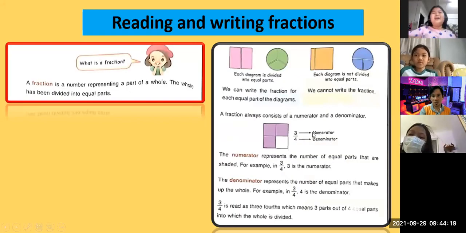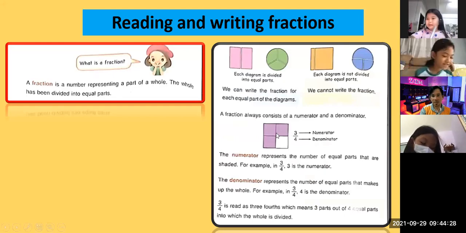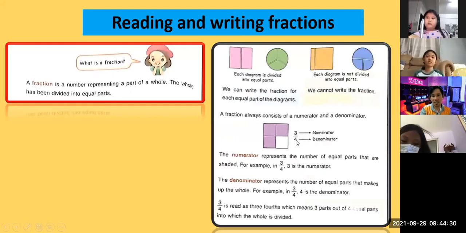Here, this is called the numerator, okay? The number 3 is the numerator. The number 4 is the denominator, okay? Number 3 is the numerator. Number 4 is the denominator.